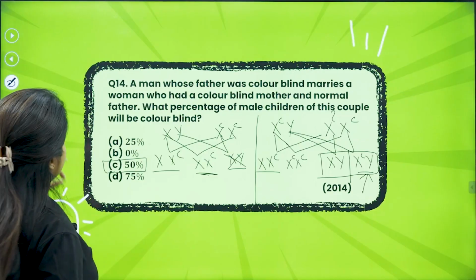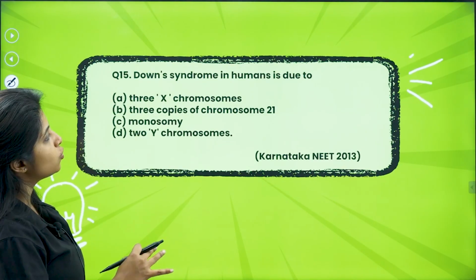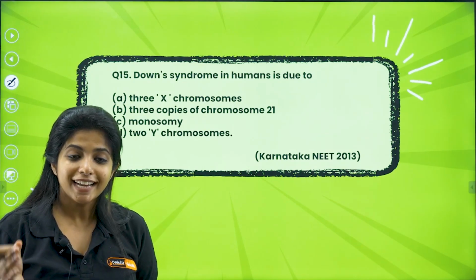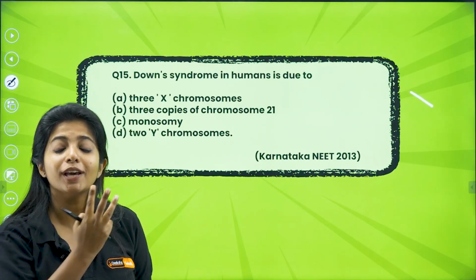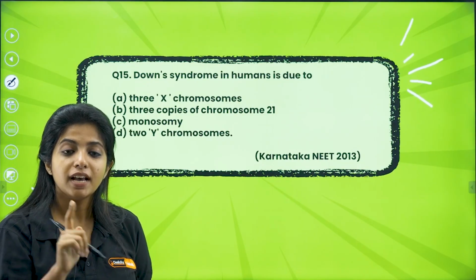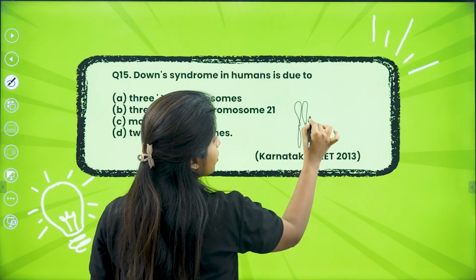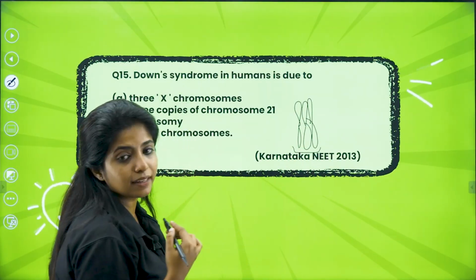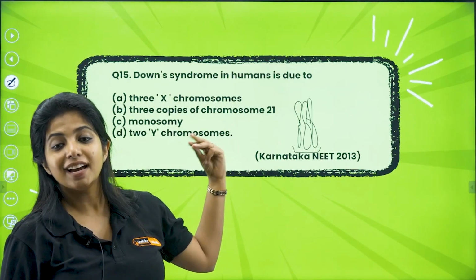Cool? Cool. Chalo. Now, Down syndrome in humans is due to what, my dear children? In Down syndrome, what happens? The 21st chromosome, you have 3 copies of it. That means one extra. Usually we get one from the father, one from the mother, but here you're getting one extra copy of it, which is why there are 3 chromosomes. That's how you get the disease, that is Down syndrome. What do you call this? Trisomy. You call this condition trisomy.